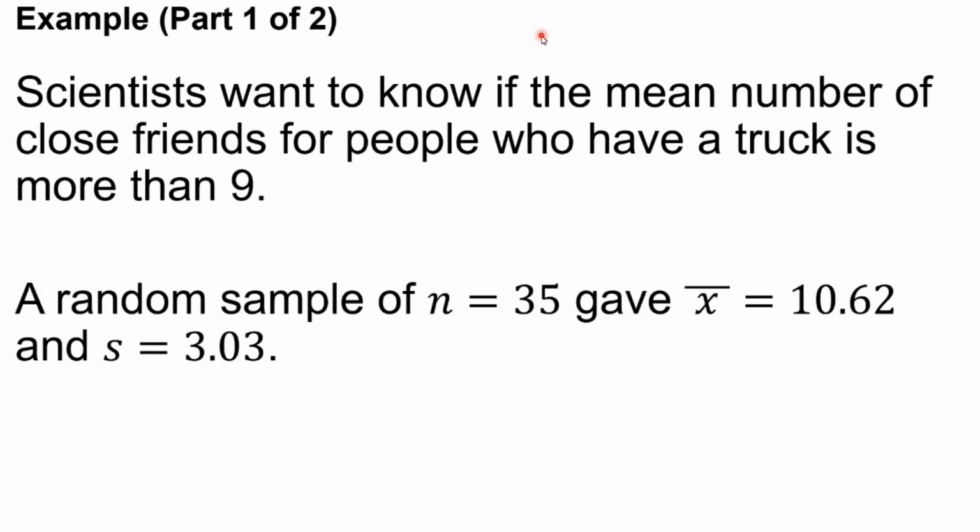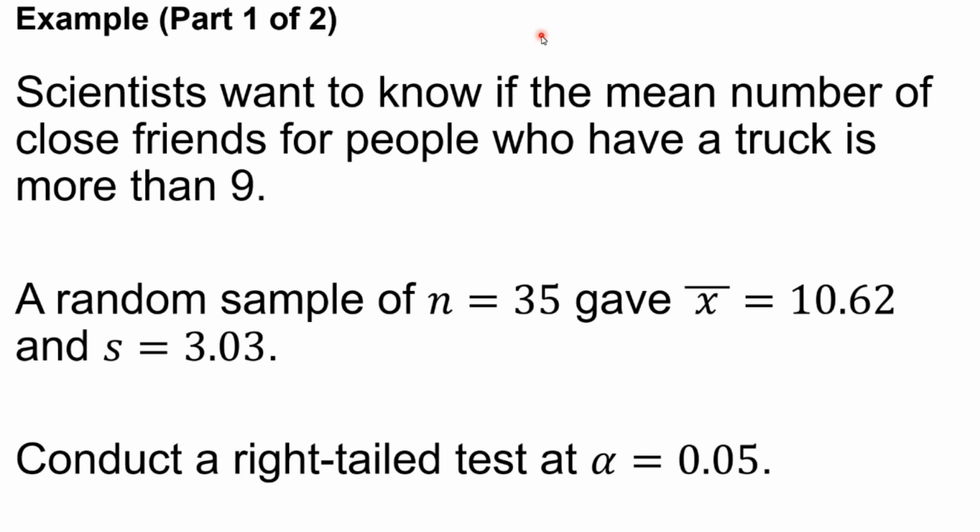All right, so let's say we went out and got 35 people and we got an x bar of 10.62 and a sample standard deviation of 3.03. Conduct a right-tailed test at alpha of 5%.